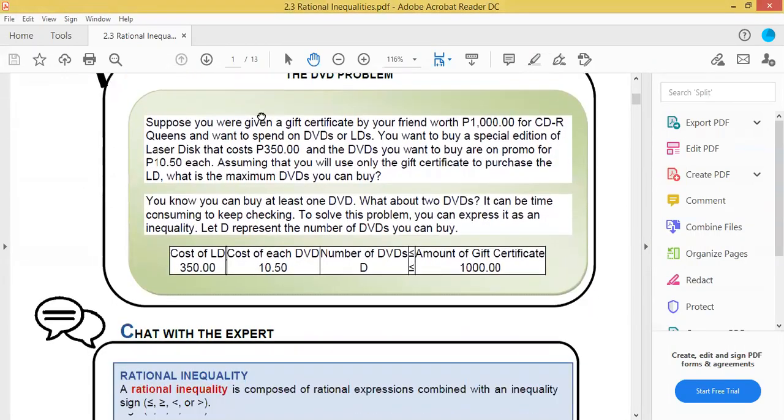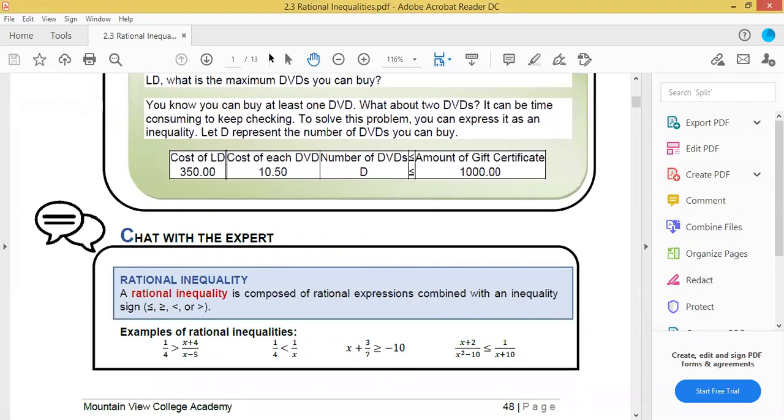Now we might ask, what is a rational inequality? A rational inequality is composed of rational expressions. Again, a rational expression has a numerator and a denominator that are both polynomials, combined with an inequality sign. These are some examples of rational inequalities.